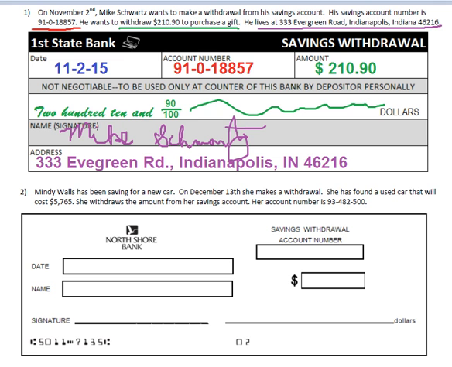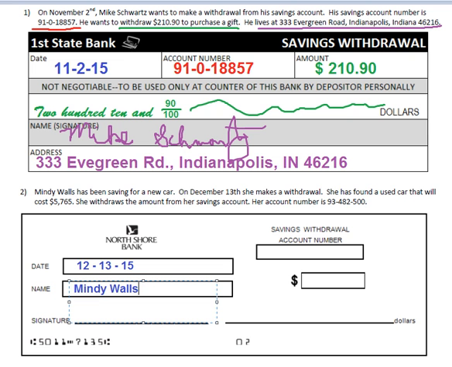Let's go down and take a look at number two. With number two, I'm not going to underline anything, but I am going to get right into writing these answers out, because we're going to fill out a withdrawal slip for Mindy Walls. She's been saving for a new car. She wants to take out some money. I'm going to go blue. On December 13th to buy that new car. And she's got her account number listed here. She's got the dollar amount that she wants to withdraw. We've got all the information in that problem to do this properly.